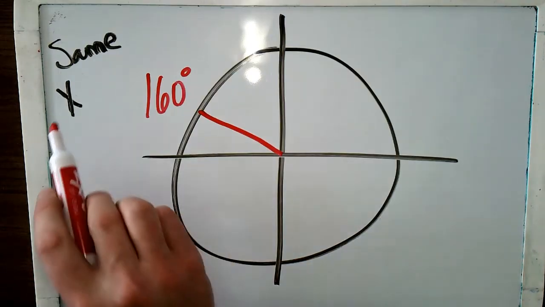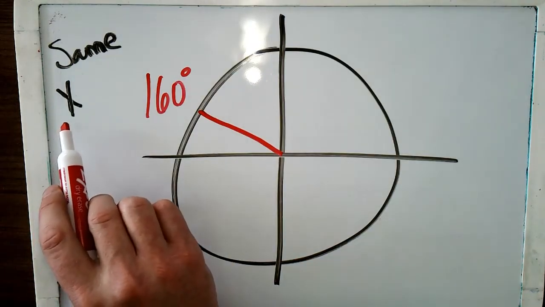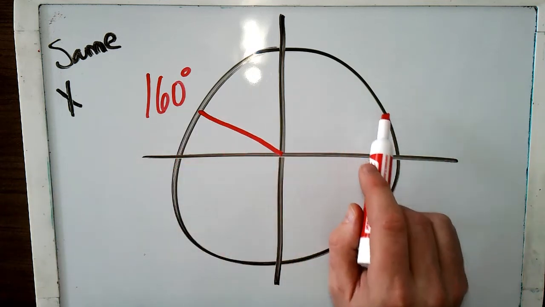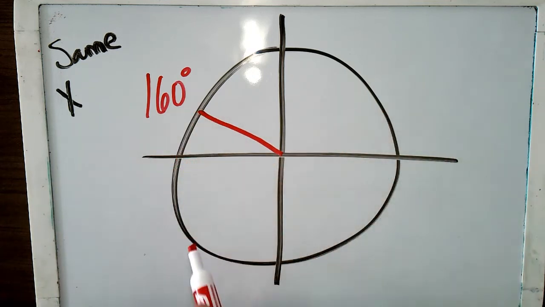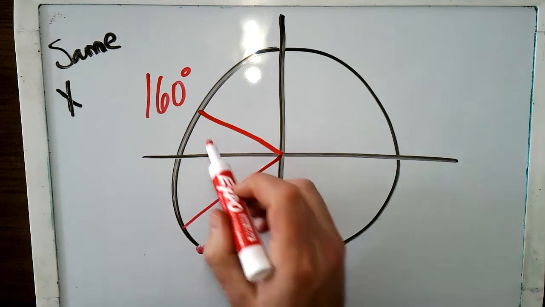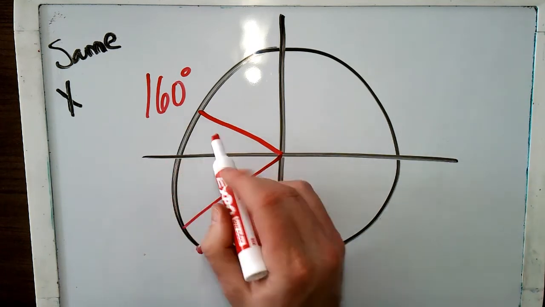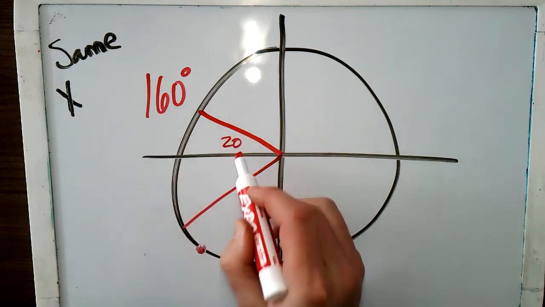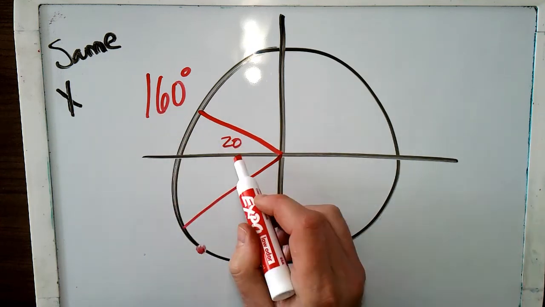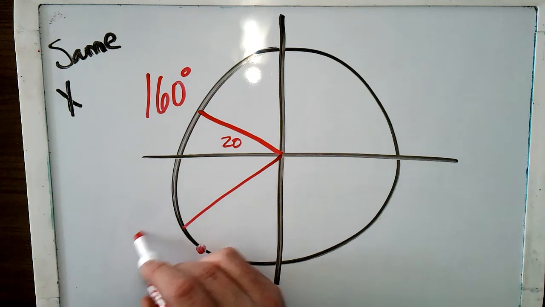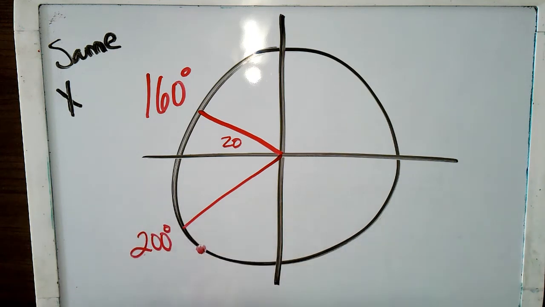So this time we're going to do another one where the x is the same. So if I go across, the x becomes positive. Don't want that. I want to go straight down. Now I need the reference angle to figure out this angle. So if this is 160, 180 minus 160 is 20. And then I have to do 180 plus 20, 200. Same x coordinate, same reference angle. Try the next one, pause the video.